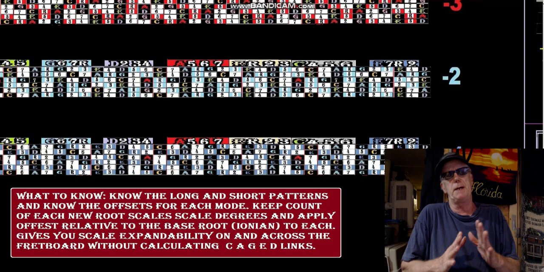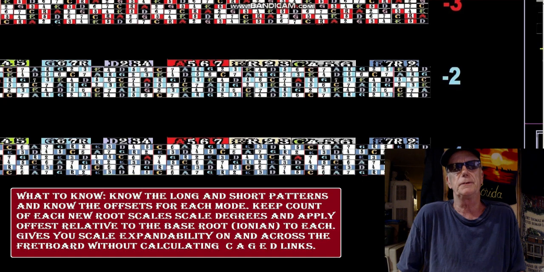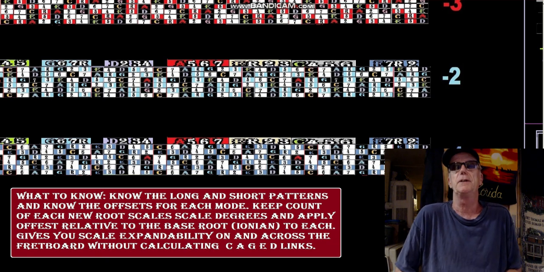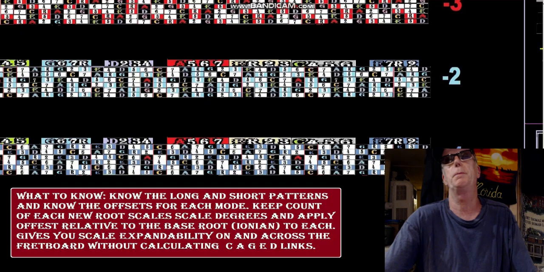So no matter how many times you branch off, the offset that determines the new pattern is still going to be the same offset as the mode that you're playing. So the pattern is the mode.